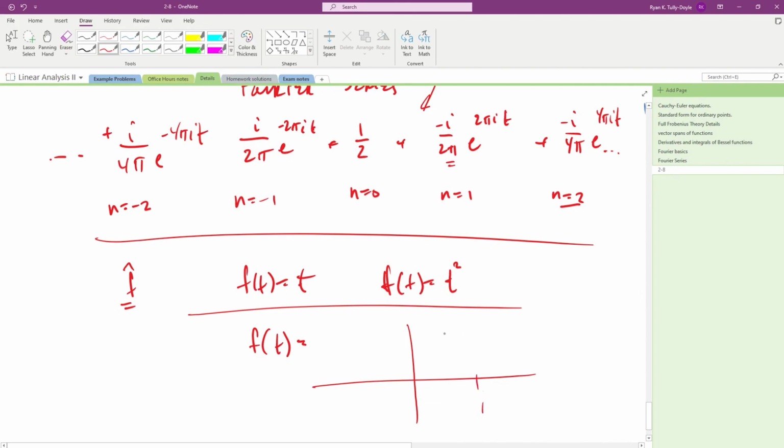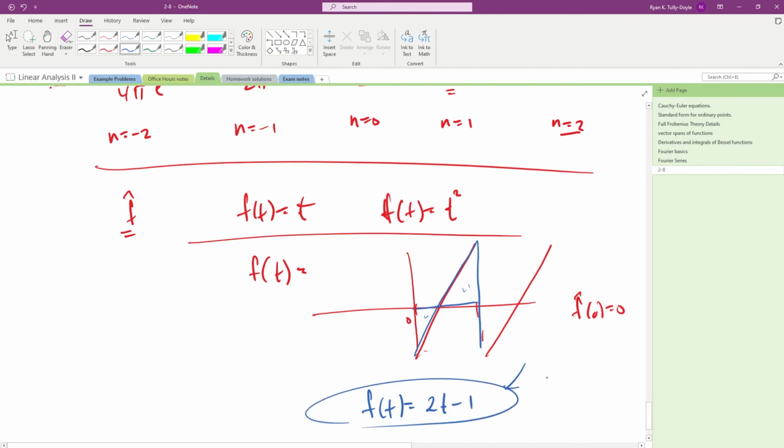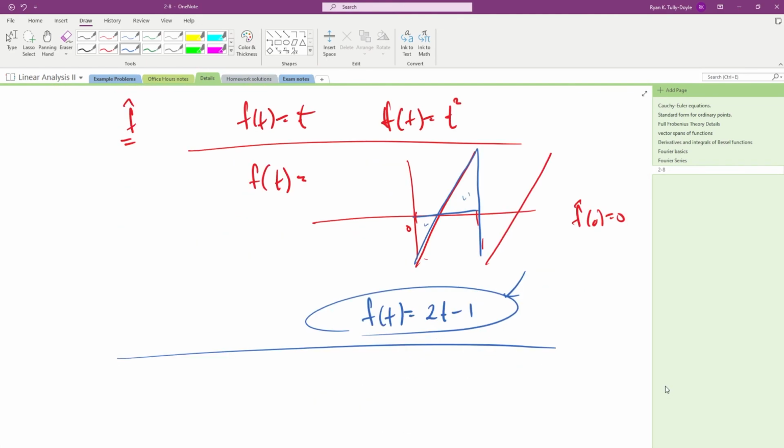See if you could figure out how to do it for the function that looks like this. So here's 1, here's 0, and let's have the function go like this. Right away, you should be able to see that f hat of 0 should be 0 because the average value of the function on any one period is equal to 0. There's an equal amount of area up here as there is down here. So this function is going to look like f of t equals 2t minus 1. So try that one. So practice these.